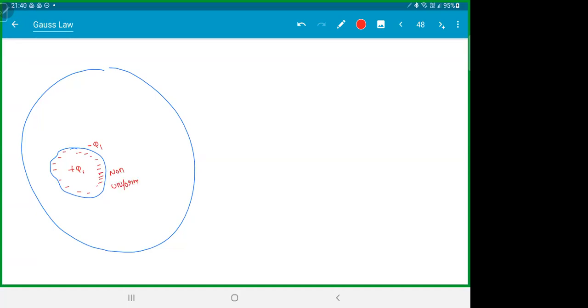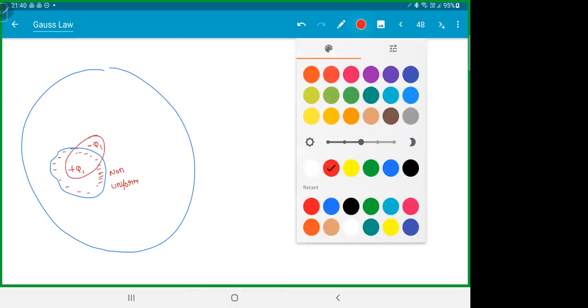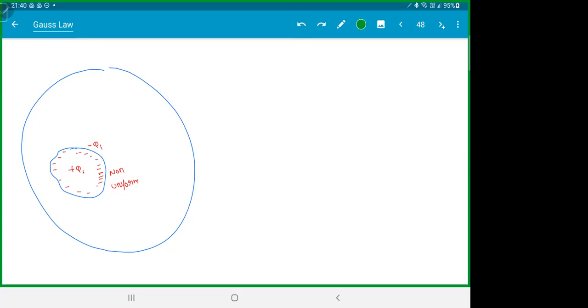So if they ask you the question to find the force between these two, now we can't find. We can't find force between these two. Between plus Q1 and minus Q1, you can't find because there's non-uniform distribution. But because of this plus Q1, what will happen? Outside you'll get a plus charge. This will be plus Q1, which will be uniform. Agreed?